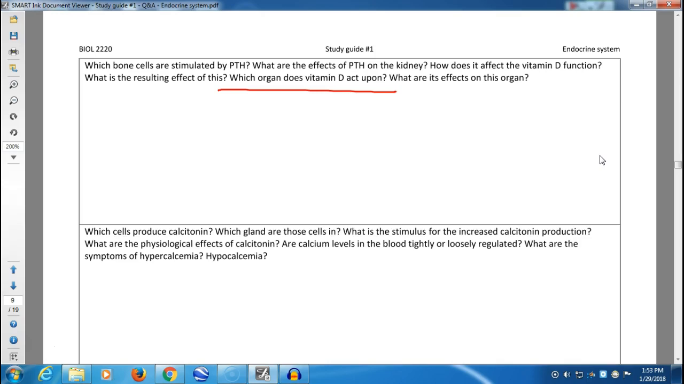Calcitonin, parafollicular cells of thyroid gland. High calcium in the blood, increased calcitonin, leads to the deposition of calcium in the bone. Calcium levels in the blood are tightly regulated. Now, hypocalcemia, contractures of the muscles. Hypercalcemia, well, mostly muscle problem. Hypercalcemia, renal, kidney stones, and muscle weakness.